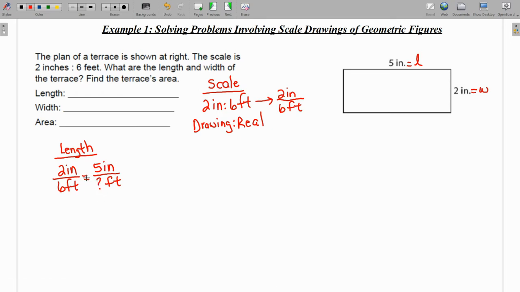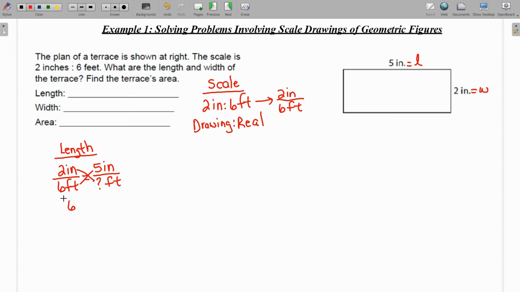Now, there's a couple different ways you could look at this. You could say 2 times what number gives me 5, and then take that same number times 6 and get our answer. Okay, we can sometimes do that. In this case, you might not be able to see that, which is okay. So we would cross multiply where we can. That means I'm either going to multiply the 6 and the 5, or multiply this 2 with this unknown number. Since I don't know the unknown number, I'm going to cross multiply with the 6 and the 5.